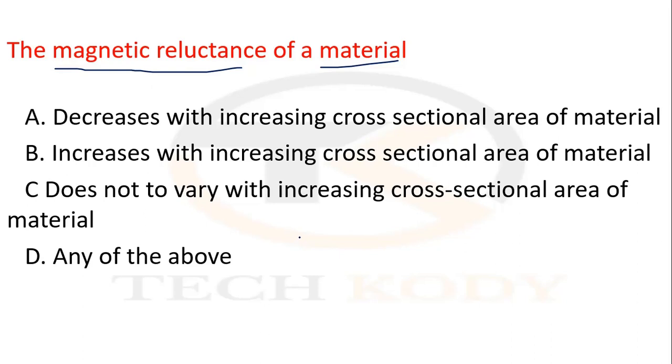Here you can see that the magnetic reluctance of material does not vary with increasing the cross sectional area. So option C is the correct answer: the magnetic reluctance of material does not vary with increasing the cross sectional area of the material.